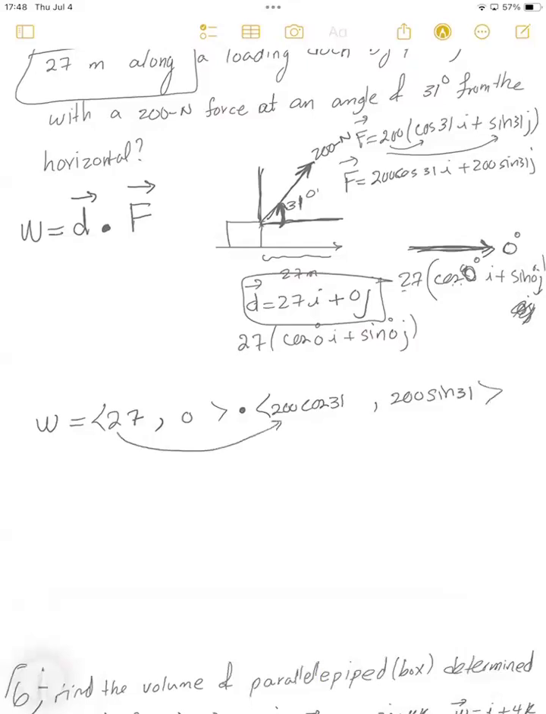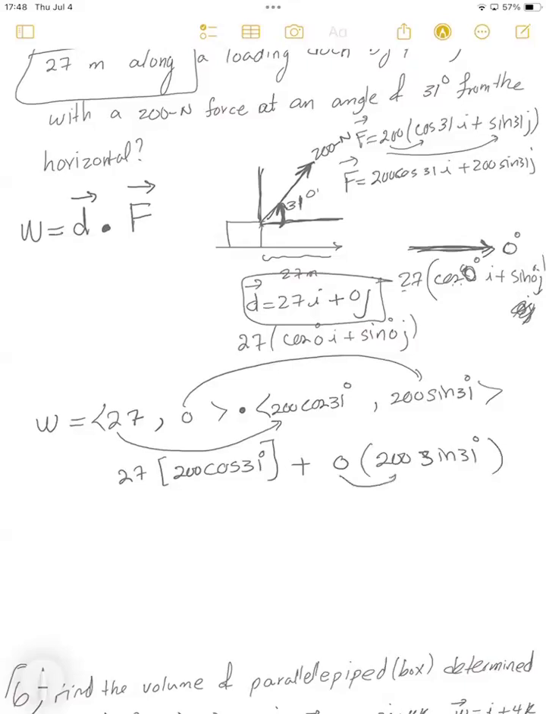So we multiply 27 by 200 cosine of 31 degrees, plus we multiply 0 by 200 sine of 31 degrees. 0 times any number is 0, but we have to find the answer to 27 times 200 times cosine of 31. So 2 times 27 is 54. 200 times 27 is 5,400 times cosine of 31. So we need to find out what cosine of 31 is, which is 0.857.